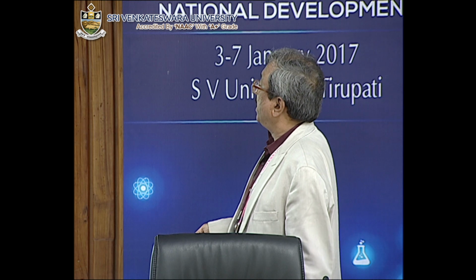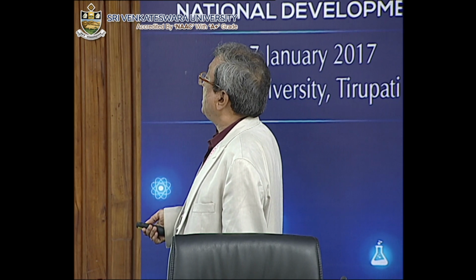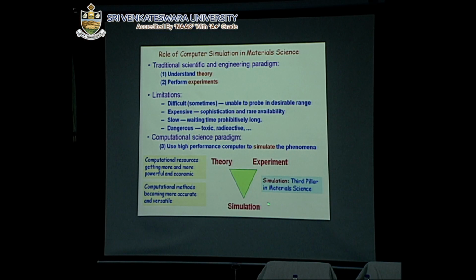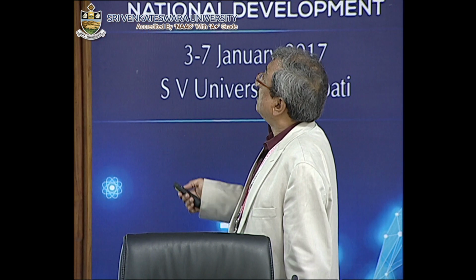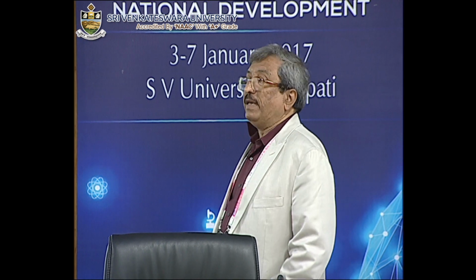So, the computational science paradigm is the use of high performance computing to simulate the phenomena. So, as it has already been pointed out, apart from theory and experiment, the simulation is indeed coming as the so-called third pillar in material science. So, the computational resources are getting more and more powerful and economic, that is all well known, and the computational methods are becoming more accurate and versatile. So, these are the three things which are helping us in allowing computational material science to progress.